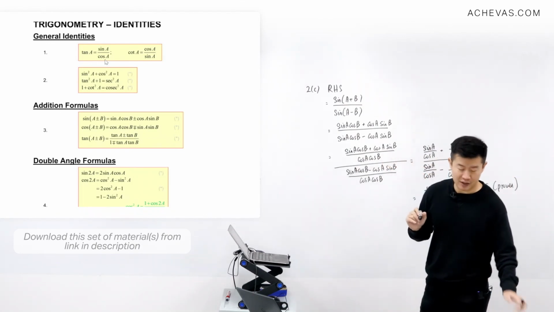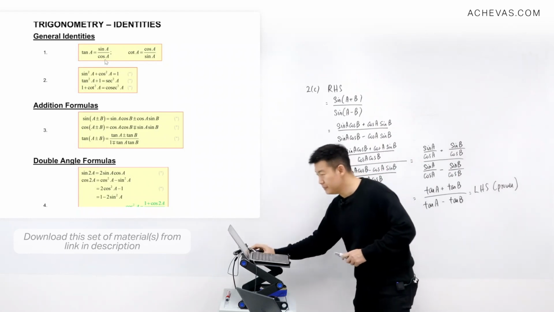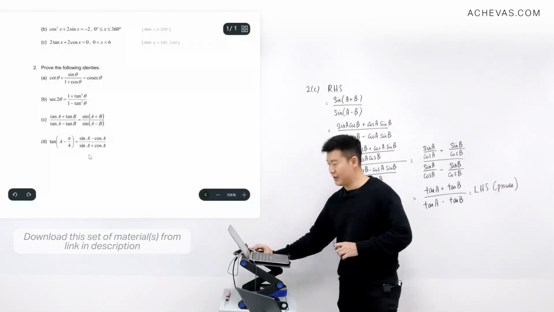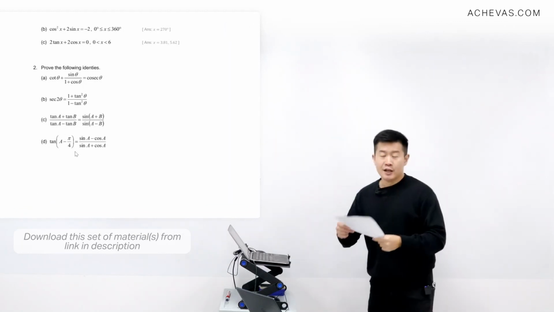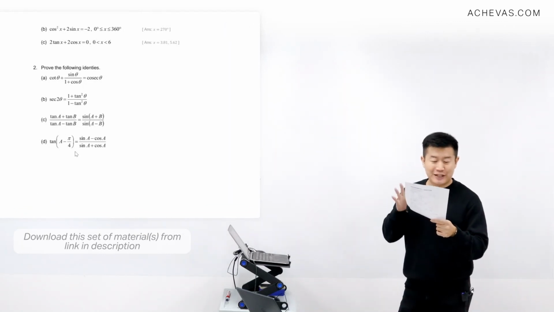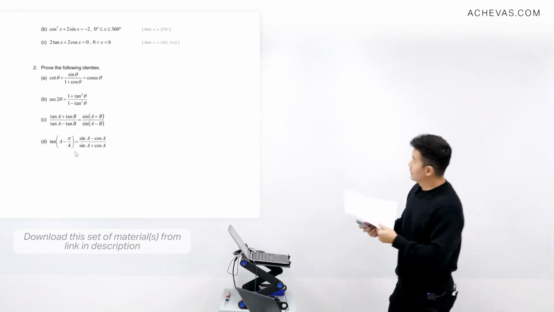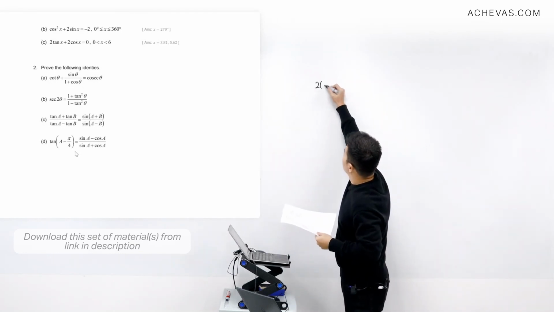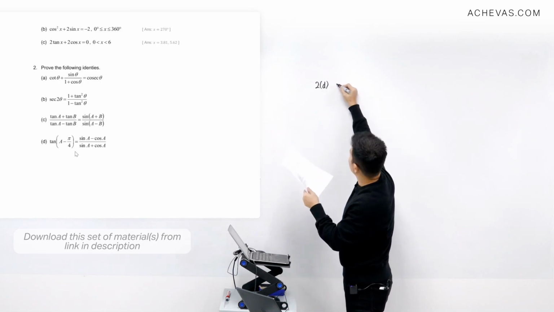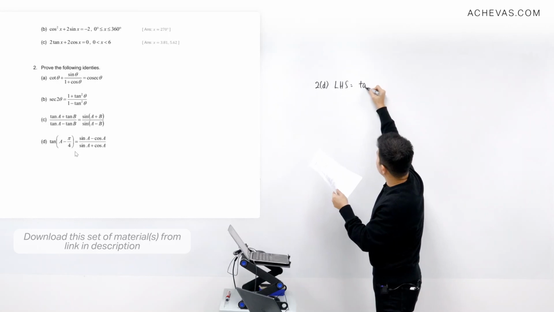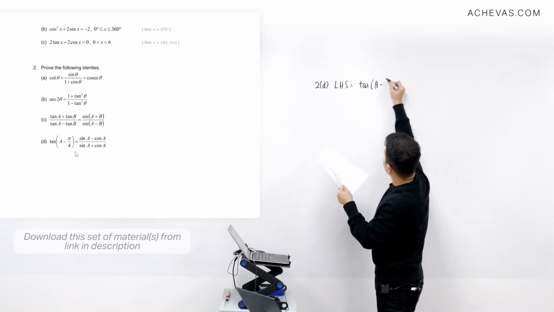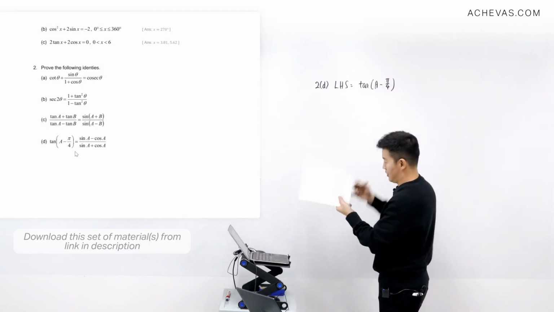Let's look at the last one, D. In D, we have this to prove. I think I'm going to go for the left-hand side. So if I go for the left-hand side, that means I'm going to be working on tangent of A minus pi over 4.